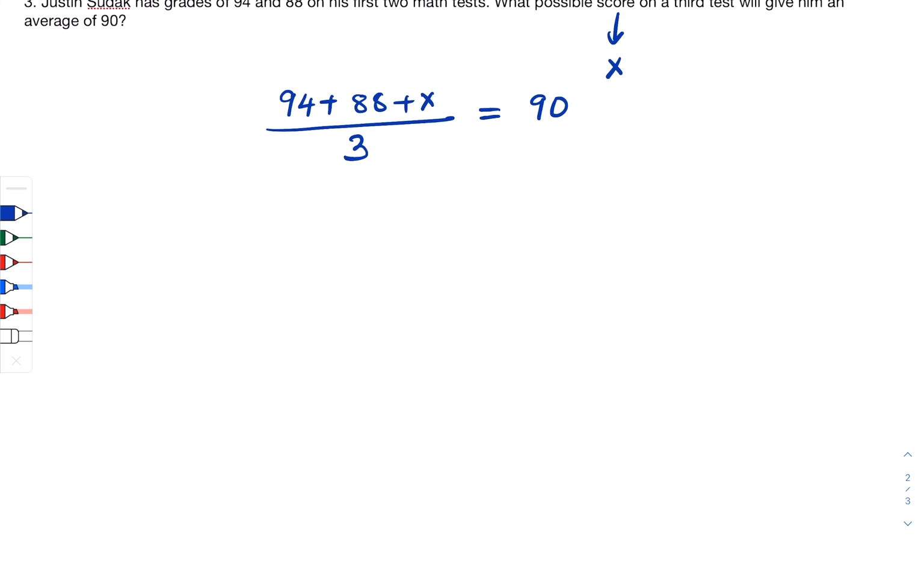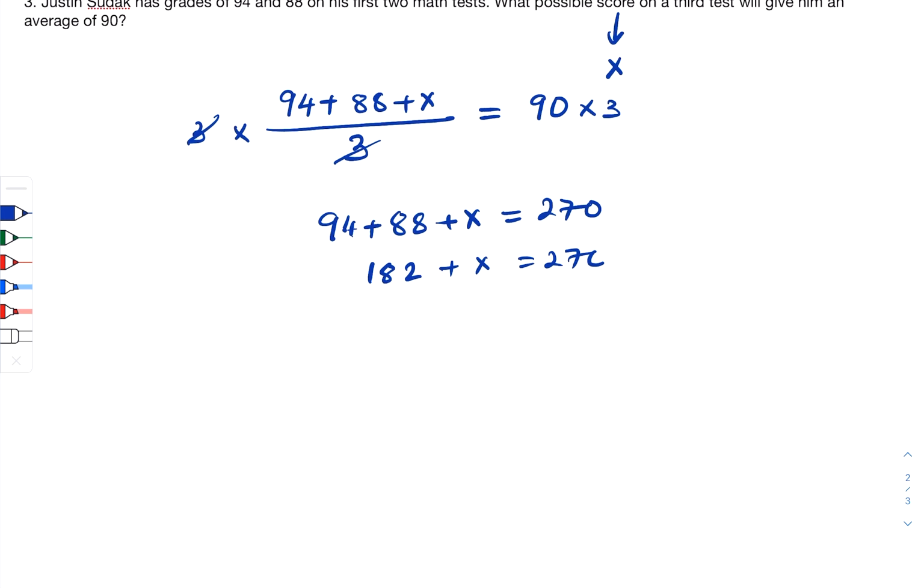Once you know that, now all you have to do is solve. So let's multiply both sides by 3. When we do that, we get 94 plus 88 plus x is equal to 270. Then if you add 94 and 88, you get 182 plus x is equal to 270. Again, subtract 182 from both sides, so you get 270 minus 182 is 88. So that's the score Justin needs to get on the third test to give an average of 90.